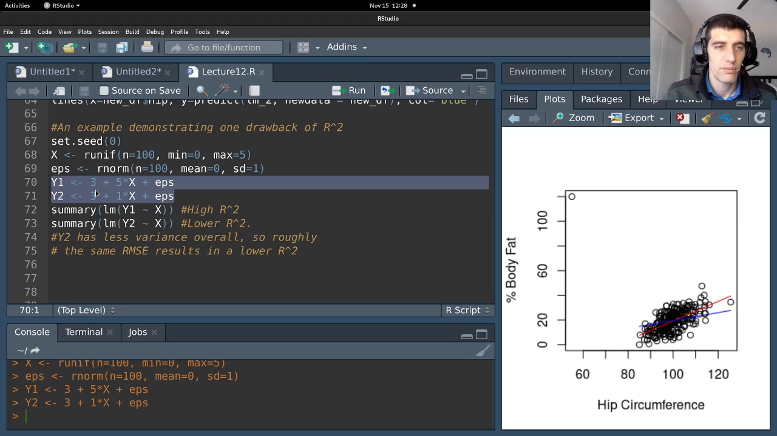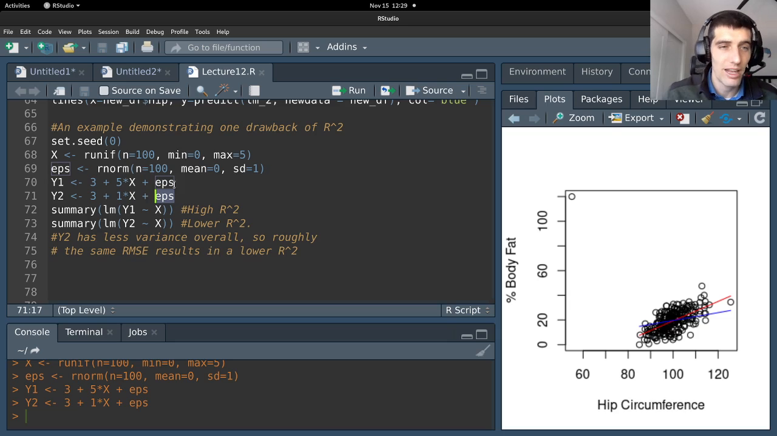Look at this. I ask, which one has less error? Well, the error term is exactly the same. It's actually the same random variable, the same sample. I took a sample of epsilon and added that same sample to both y1 and y2. So y1 and y2 are both perfectly linear functions of x plus the exact same sample added to both of them. So they should be the same from our intuition's perspective.